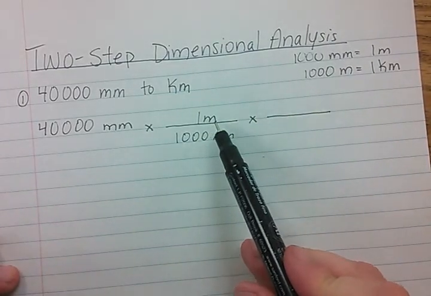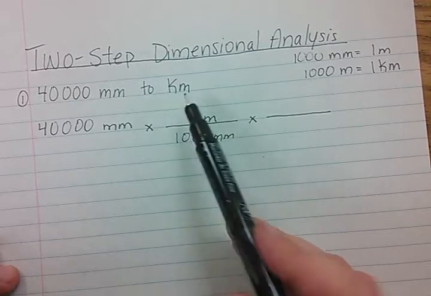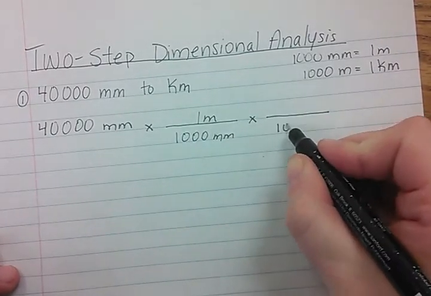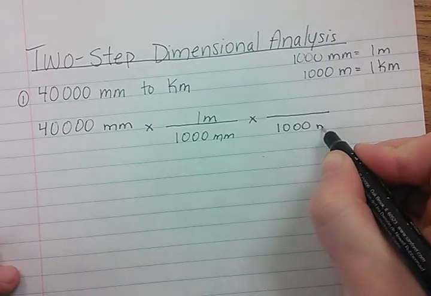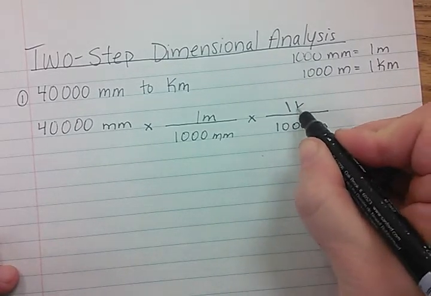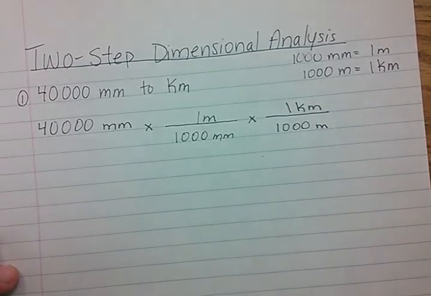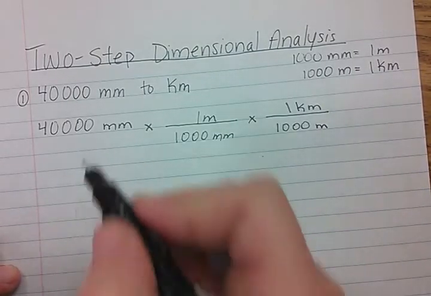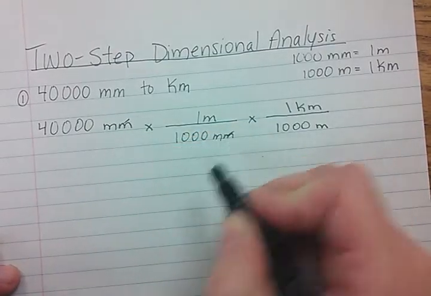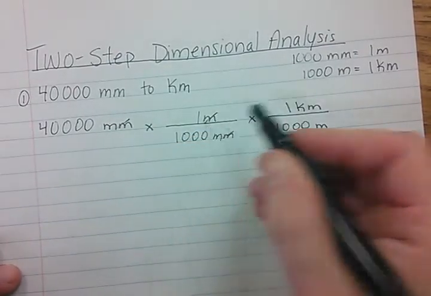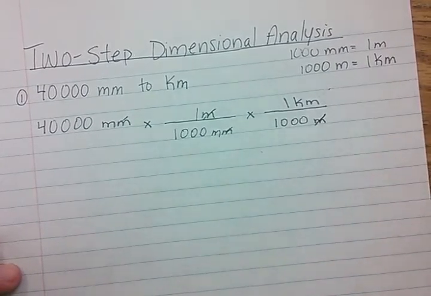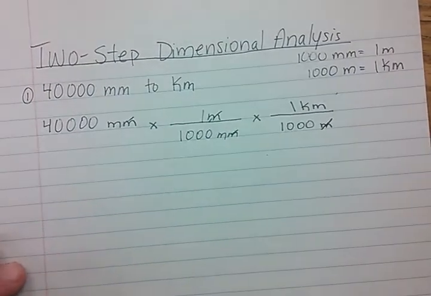Now we have meters, and we're seeking kilometers, so we're going to use the second conversion factor in the second fraction. Next, we cancel out repeated units on top and bottom. So millimeters and millimeters cancel out, meters and meters cancel out. We end up with kilometers, which is what we wanted to end up with.